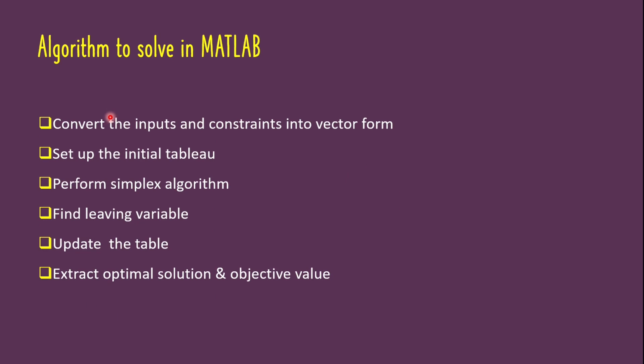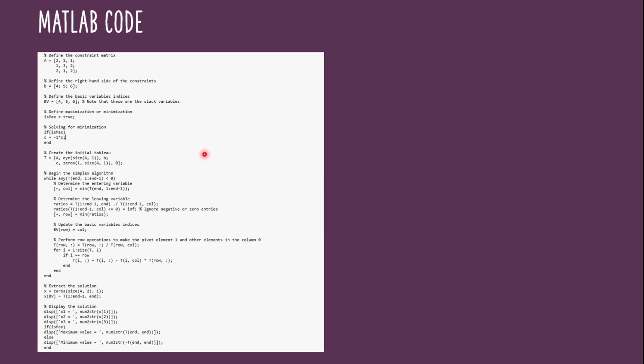This is the algorithm to solve the problem in MATLAB. First, we need to convert the inputs and constants into vector form, then set up an initial table, and perform the simplex algorithm using various functions. We need to find the leaving variable, update the table, and then extract the optimal solution and objective value. So let's see the code. This is the MATLAB code.